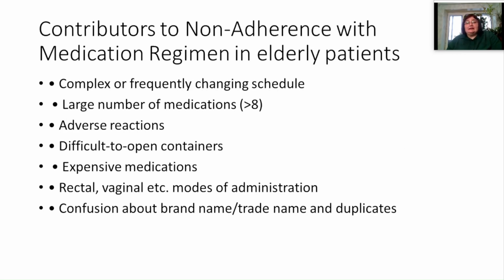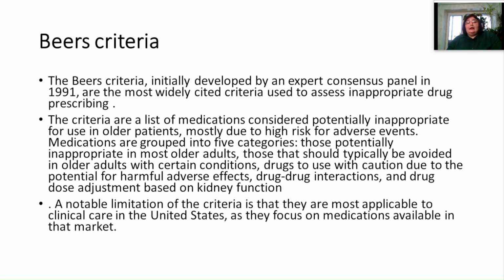Contributors to non-adherence with medication regimens in elderly patients: complex or frequently changing schedules, larger number of medications, more than 8, adverse reactions, difficult-to-open containers, expensive medication, rectal or vaginal modes of administration, confusion about brand name, trade name, and duplicates. And the Beers criteria were initially developed by an expert consensus panel in 1991 and are the most widely cited criteria used to assess appropriate drug prescribing.